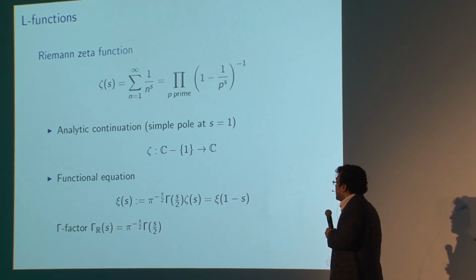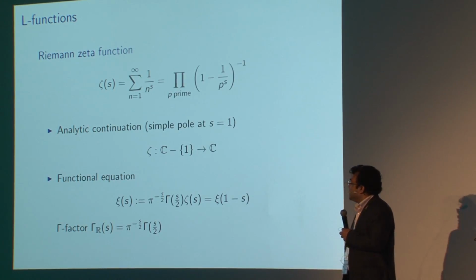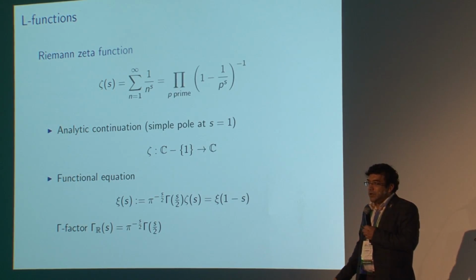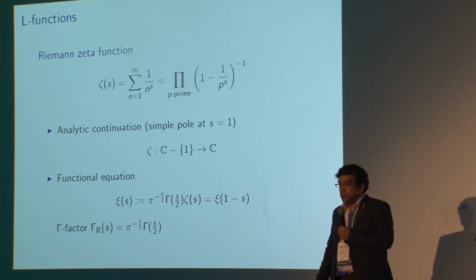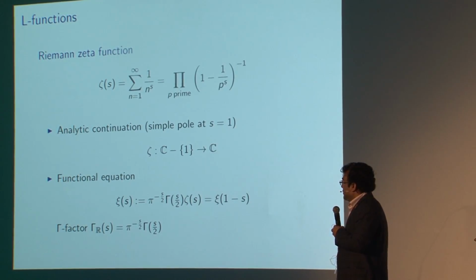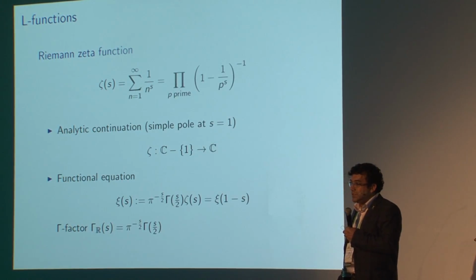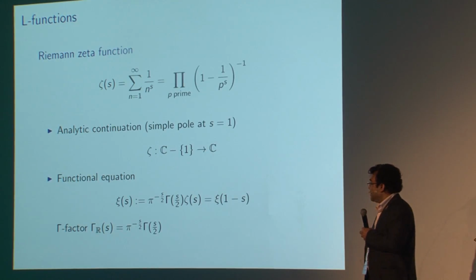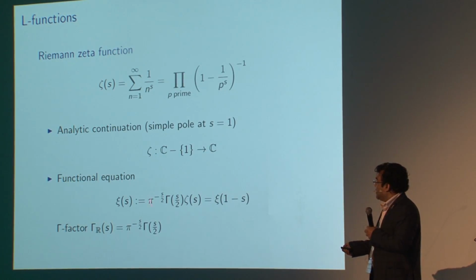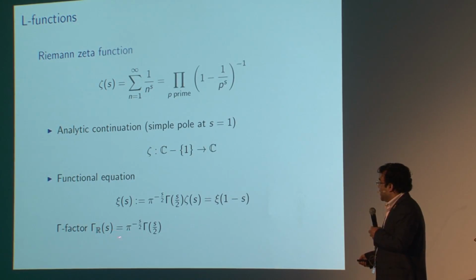And to that end, he proved two fundamental properties. One is the analytic continuation of the Riemann zeta function, except at the point s equals 1. And he also proved the functional equation, which relates the value at s to the value at 1 minus s. For the functional equation, you would multiply by a suitable gamma factor, which I'll call gamma R of s.